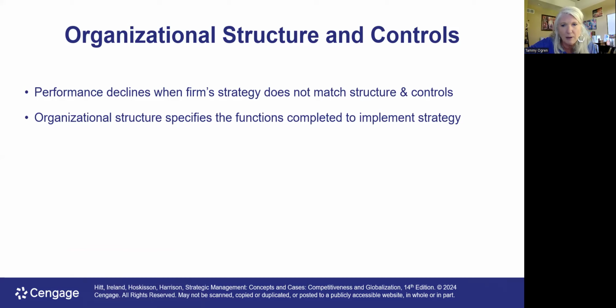So first, let's talk about organizational structure and controls in general. Research evidence suggests that performance declines when a firm's strategy is not matched with the most appropriate structure and controls. We know that organizational structure essentially specifies the functions that have to be completed so the firm can implement its strategy. So that's really an important part of how we structure an organization and define who does what.